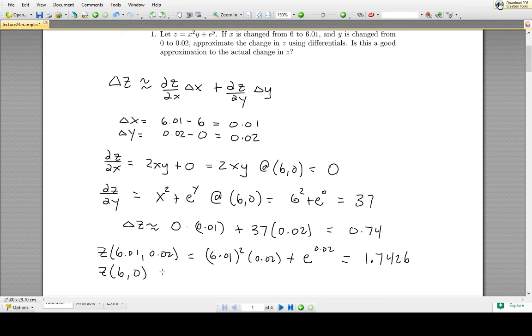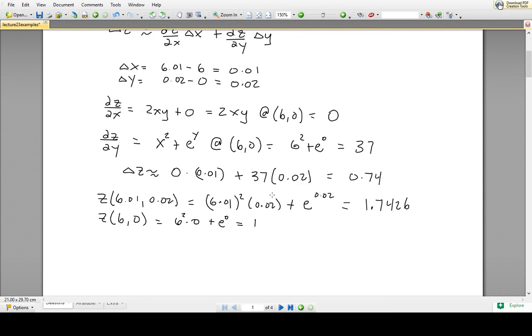And now if we ask what was the value of z at our original x and y, so (6, 0), we get that z at (6, 0) was 6 squared times 0 plus e to the 0, which is equal to 1. So how much did z actually change when we moved from x equals 6 to 6.01 and y equals 0 to 0.02? What was the actual change?